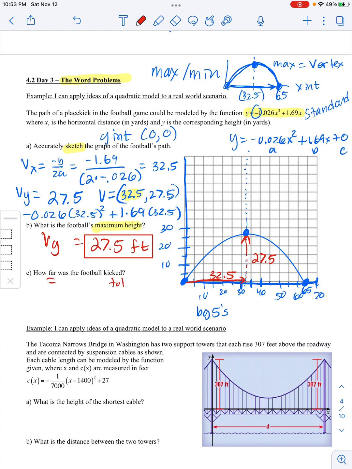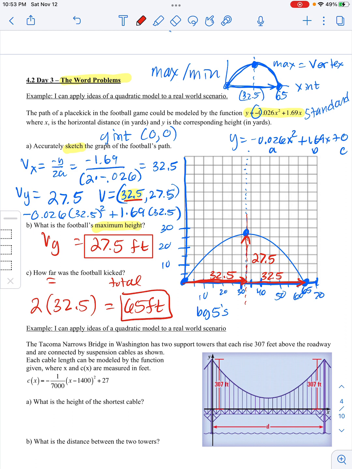How far was it kicked? It's asking total, and we already talked about that. Since this was the halfway point where it got to the highest, it has to go up, come back down. We took our 32.5, that was the middle because of our X part of the vertex, and we doubled it. So it was 65 feet. That's how far the ball goes. It goes up, comes back down. Halfway is 32.5. So the other half is 32.5. And when you put those together, it's that full 65.